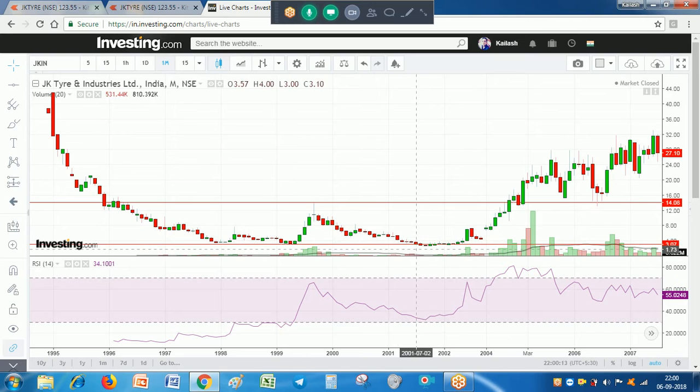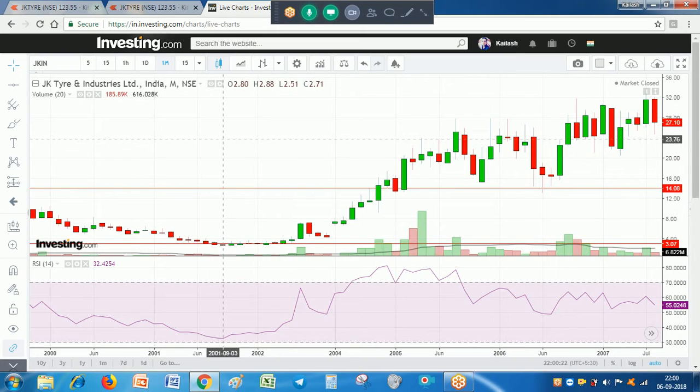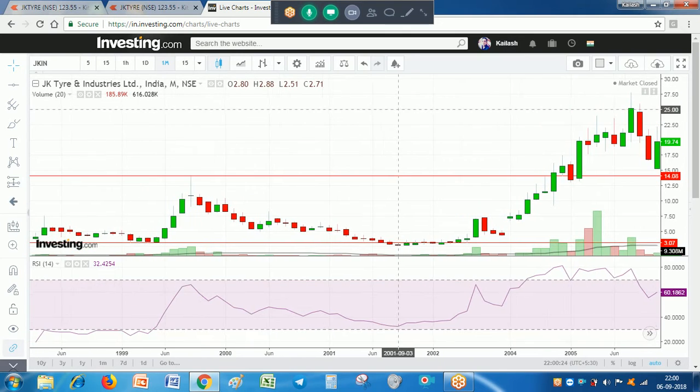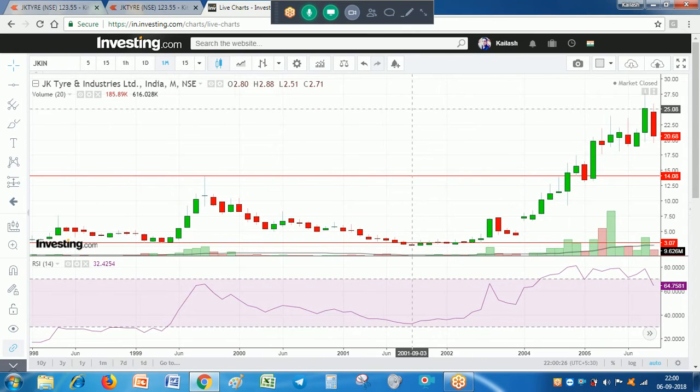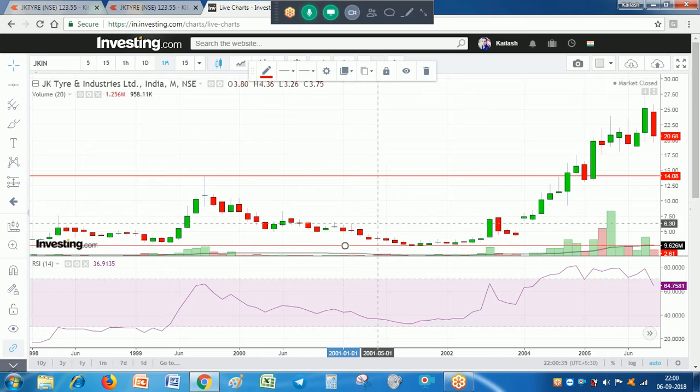See what happened here. It again took support. Because the level is very small and the chart is also small, let me zoom out and make it bigger so that we can see the exact price levels, till what level it has fallen. It might have gone a few points below also. Somewhere around 2.6 or 2.7 it touched, which means somewhere around 3 it took support again.